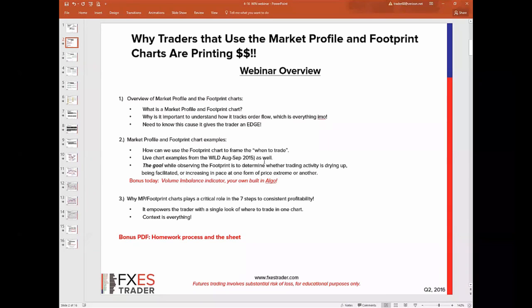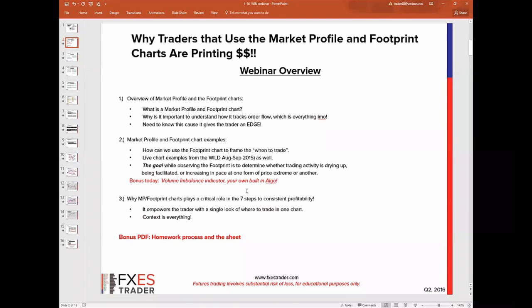So we'll go through some examples. I took out the September 2015, but I'll go through what took place in January. We can scroll back and take a look at that. That's the only difference I've decided to change versus September 15th. The key thing, while we're looking at the footprint chart, is to observe the footprints and determine whether trading activity is drying up, being facilitated, or increasing in pace at one form of price extreme or another, okay?